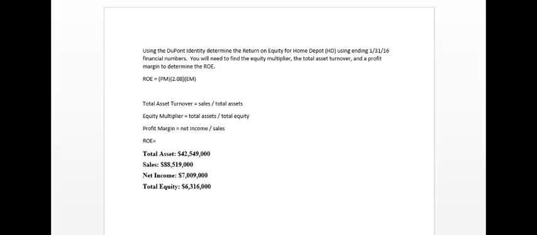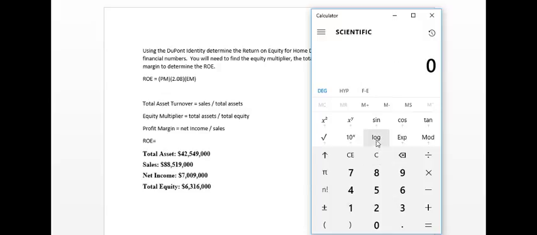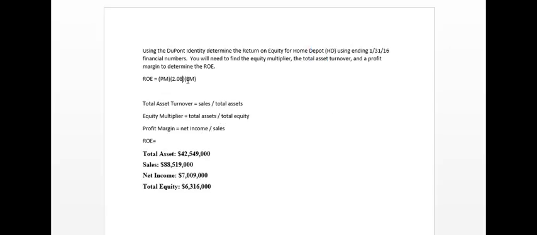Now my next one is my equity multiplier. So let's pull the calculator back up. Equity multiplier is total assets, which is 42,549, and I'm going to divide that by my total equity of 6,316. Gives me a number of 6.74, because I rounded up. So 6.74.